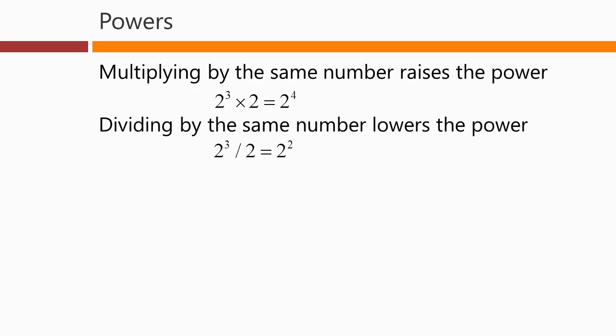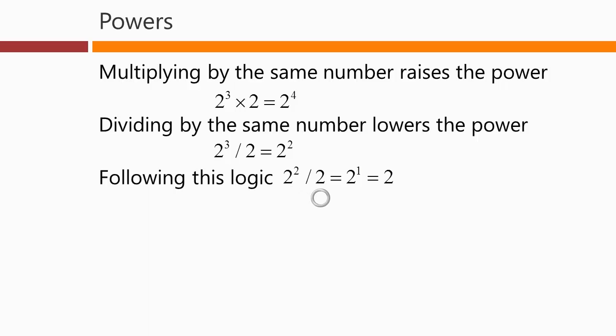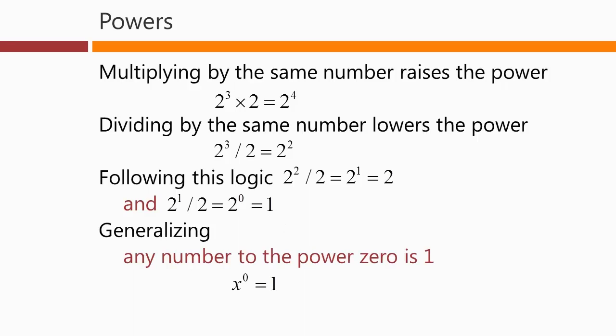And conversely, if we divide by 2, we get from 2 to the power 3 down to 2 to the power 2. And if we keep on with this, following this logic here, if we divide again by 2, of course we get 2, but we can also call that 2 to the power 1. And if we keep going, dividing by 2 again, we get 2 to the power 0. And 2 to the power 0, by this logic here, is 1. And of course, we take that as a general result that any number to the power 0 is 1. So x to the power 0 is equal to 1.